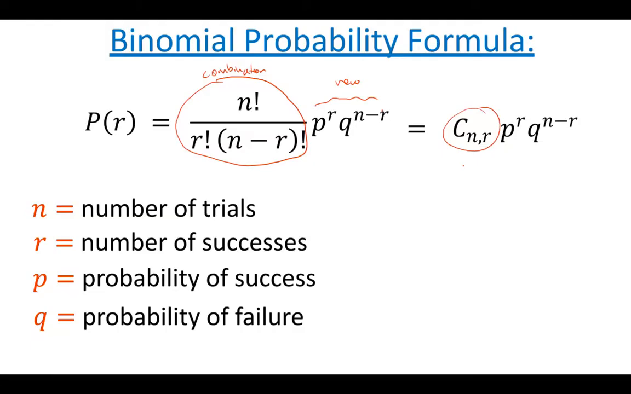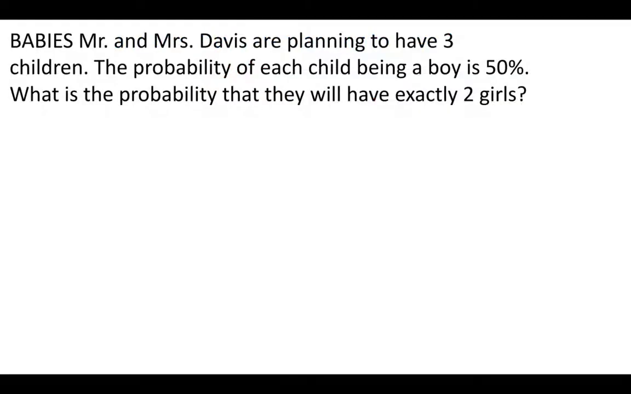All right, so let's go ahead and do a couple examples here. This problem I actually found when I was looking for examples on the internet, which is kind of funny because I didn't even change the names or anything. It says Mr. and Mrs. Davis, which actually would be my wife and I, are planning to have 3 children. And the funny thing is we actually are: we have 2 kids and we are going to have a third one. So that's kind of crazy. It says the probability of each child being a boy is 50%. All right, you've got a 50-50 chance. So what is the probability that they will have exactly 2 girls?